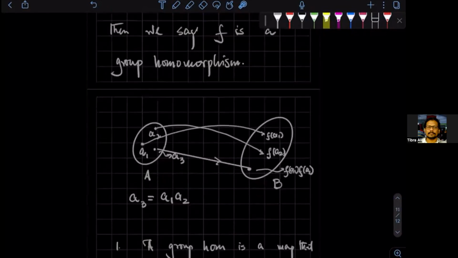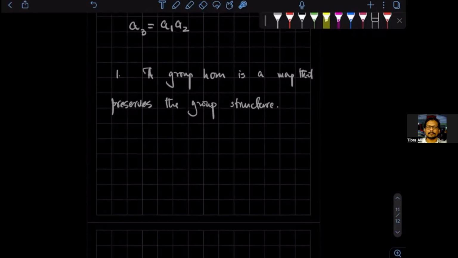Okay, so the important comment is that the group homomorphism is a map that preserves the group structure. When we say group structure, I mean the group multiplication. So group structure is often used to mean that the group multiplication table is preserved. That's what I mean by group structure.